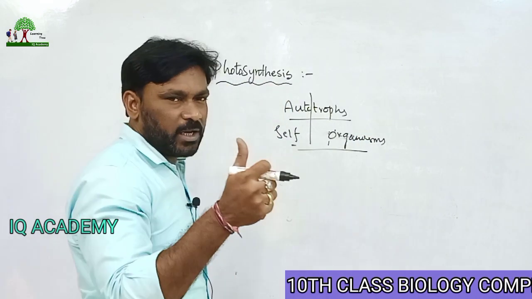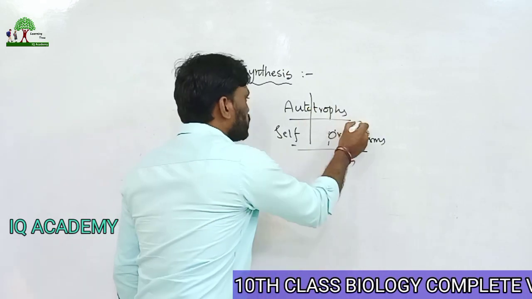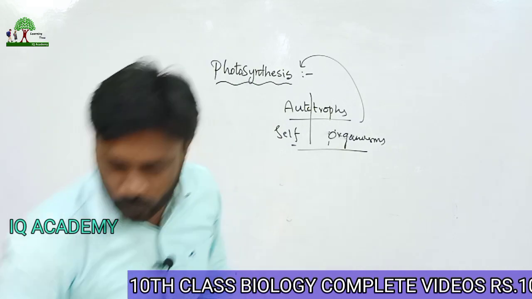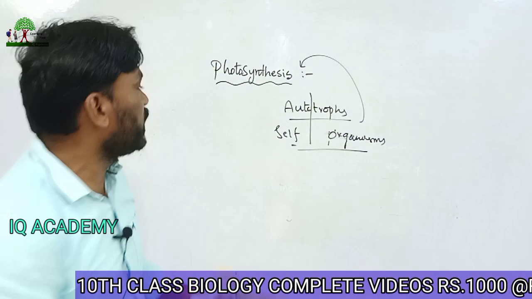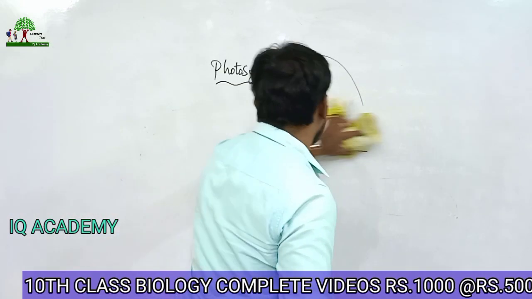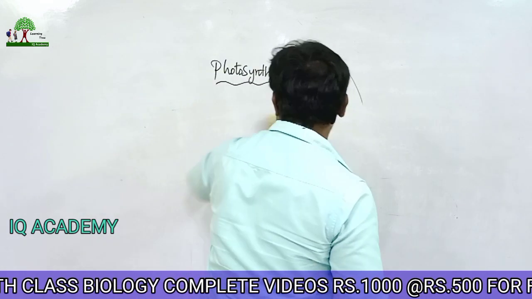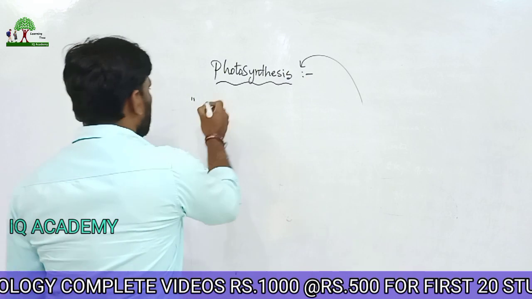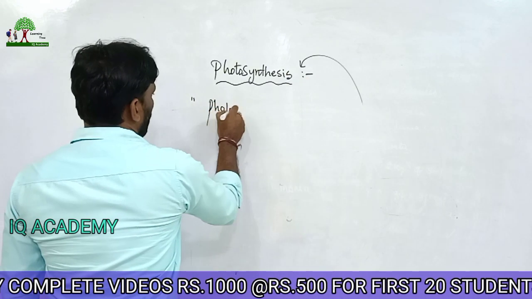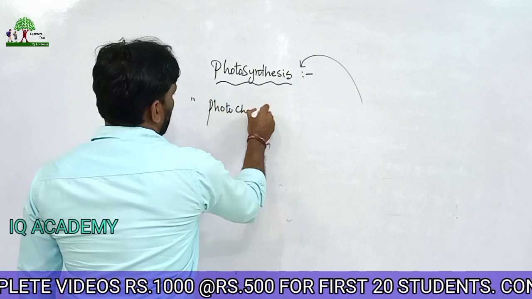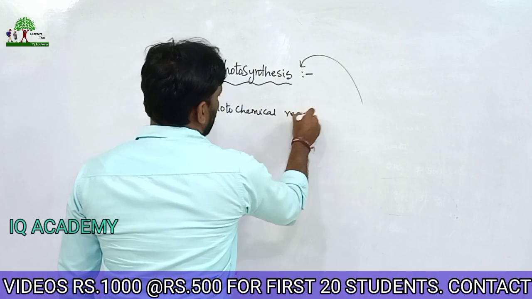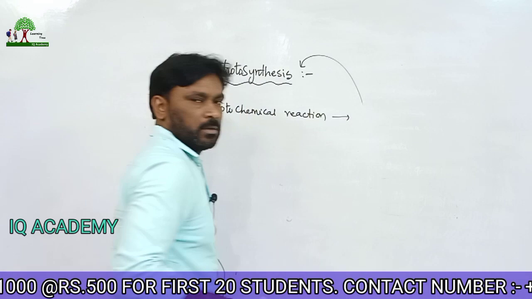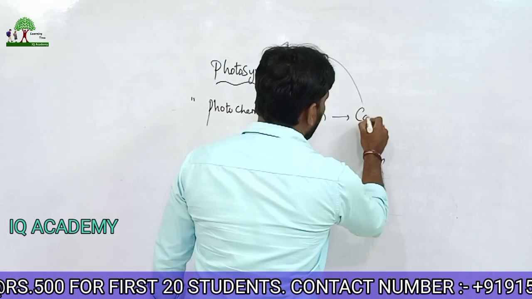How are they preparing their own food? In the process called photosynthesis. And what is photosynthesis, and what are the factors which play a major role in photosynthesis? Now if you observe, photosynthesis is a photochemical reaction in which carbohydrates are formed.